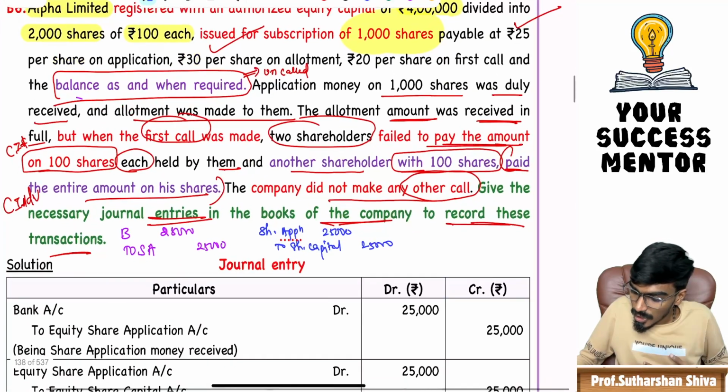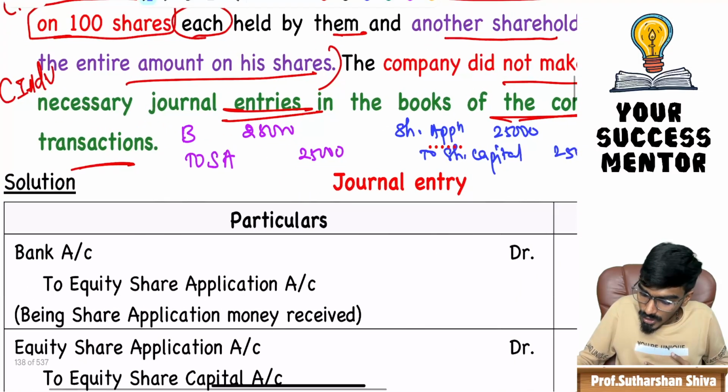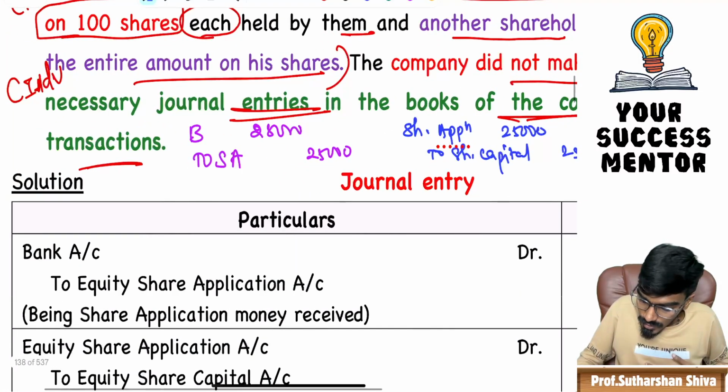Now, what is the next entry? Allotment money due. What is the allotment money due entry? Share allotment.